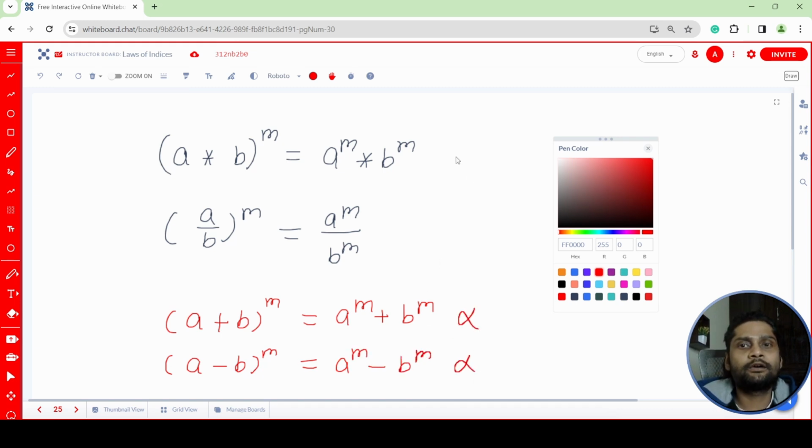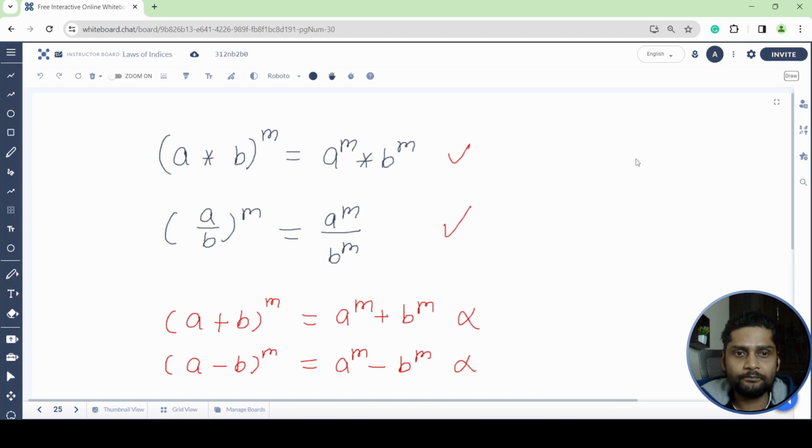So this is not allowed, whereas this rule is applicable only on multiplication and division, not on addition and subtraction. So you have to take care of that. So let's continue with the next rule now.